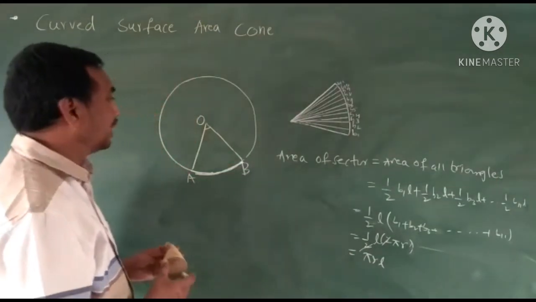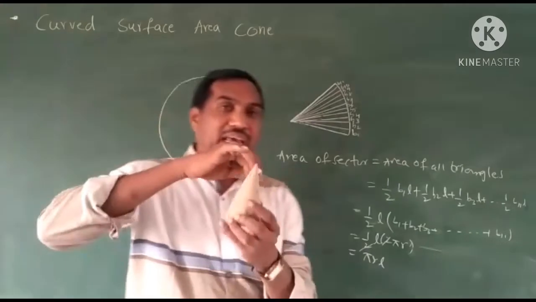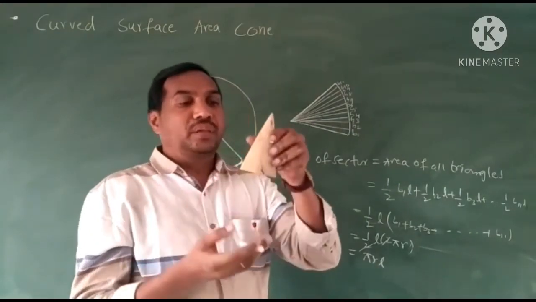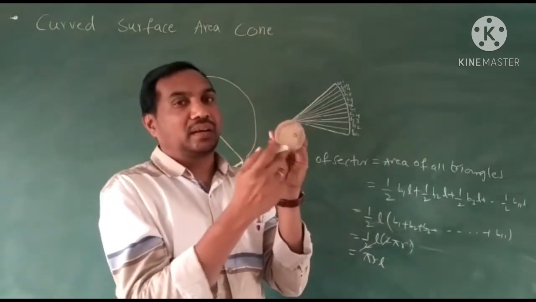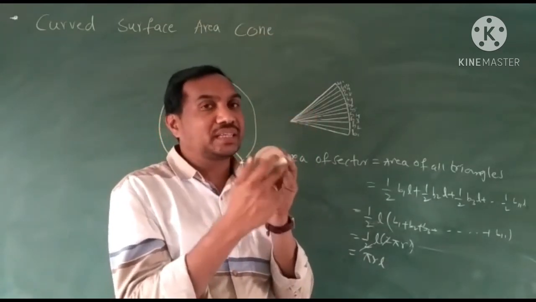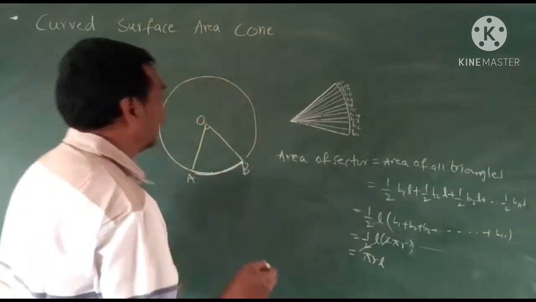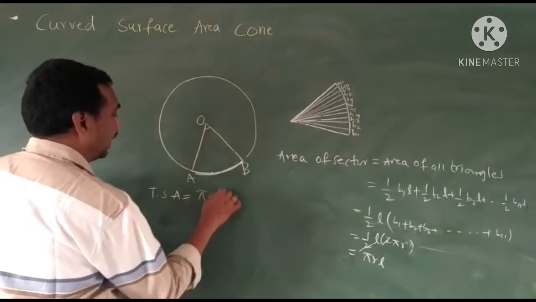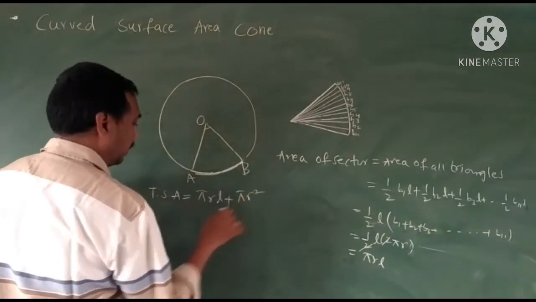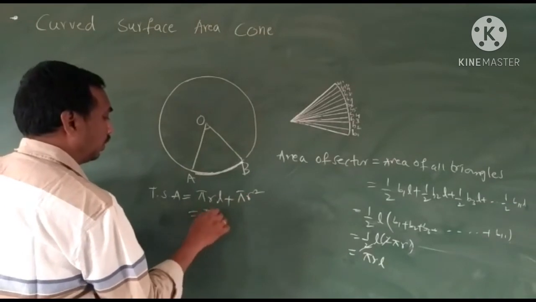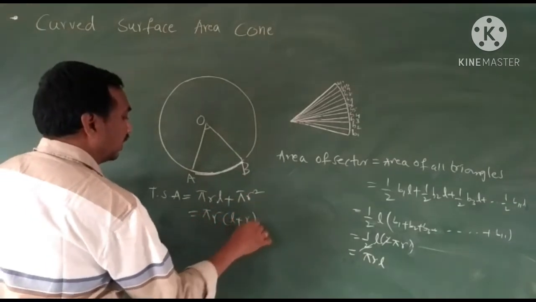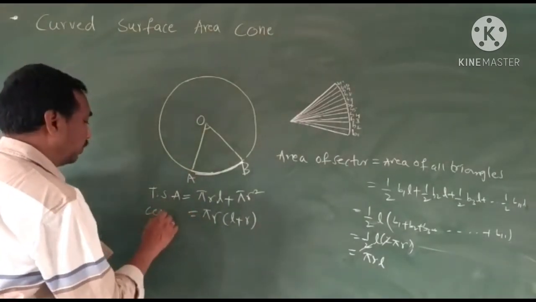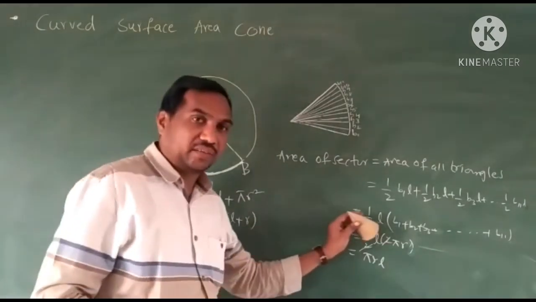Now what is the total surface area of the cone? We just calculated the curved surface area of the cone. Total surface area means we need to add the area of this circle also. What is the area of the circle? Pi r square. So the total surface area is the curved surface area pi r L plus pi r square. Taking pi r common, it is pi r into L plus r. This is the total surface area of the cone, and pi r L is the curved surface area of the cone.